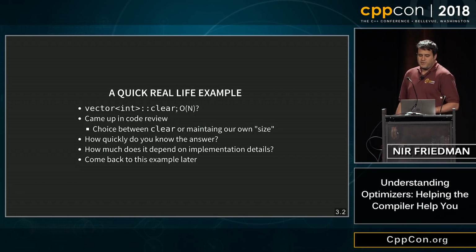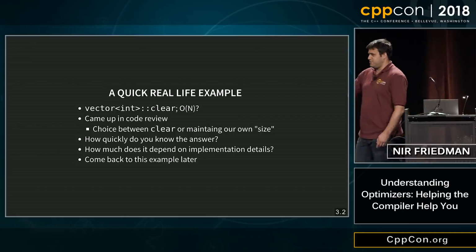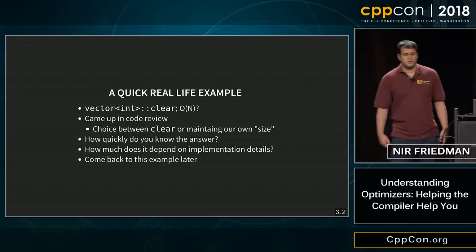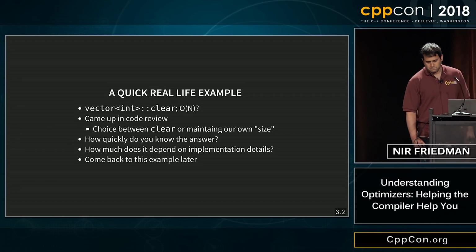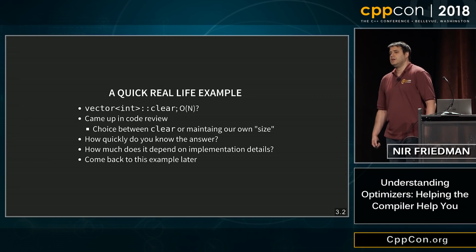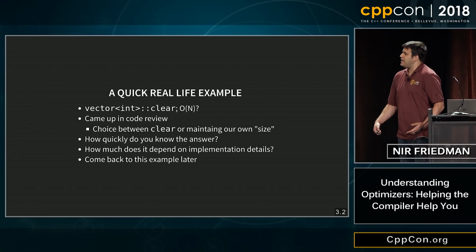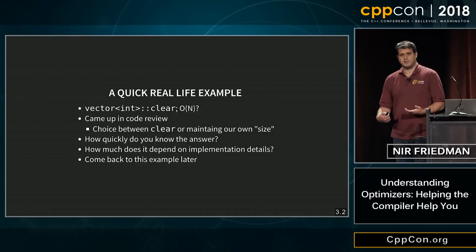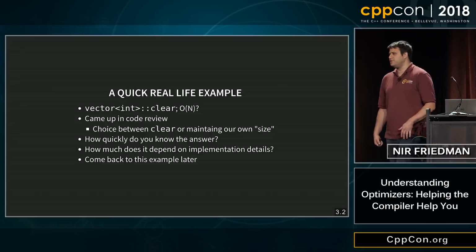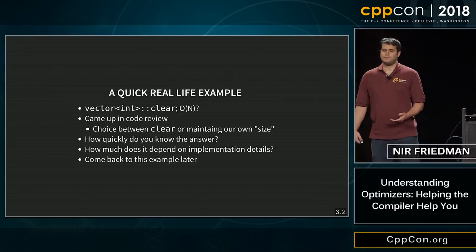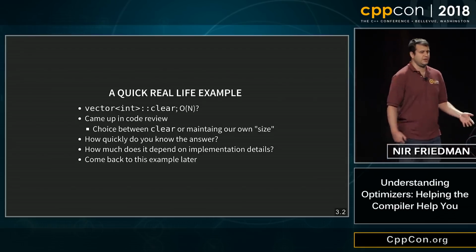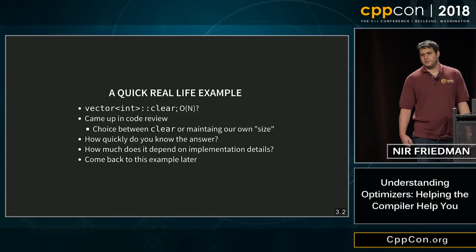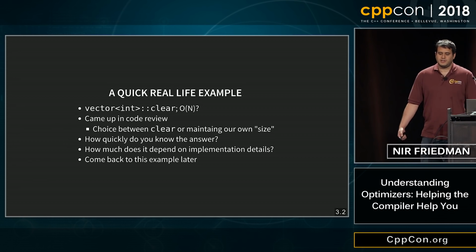Okay, so let's motivate things with a more clear-cut example. This is a real thing that came up in code review a few weeks ago. Someone was using a vector of int, and they were keeping their own size, so they wouldn't have to call clear. Because the documentation for clear says, well, this is O(n), right? What does clear do? It destroys all the elements, right?